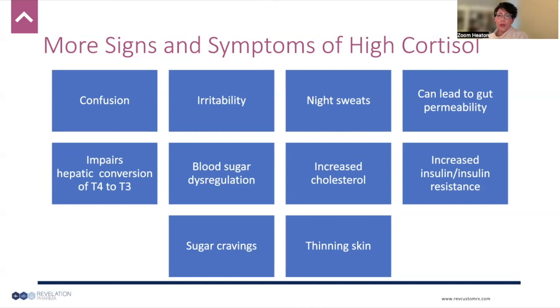High cortisol also can lead to gut permeability. It can also create conversion issues with your thyroid from your T4 to T3. It will create blood sugar dysregulation, increase cholesterol, increase insulin, create insulin resistance. You'll have more sugar cravings where you just want sugar from morning to night, and thinning skin.